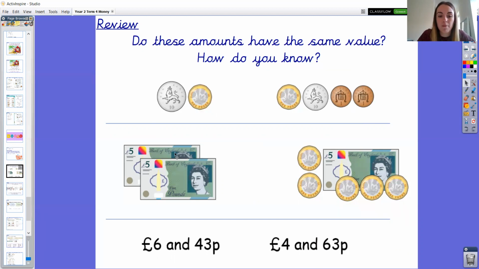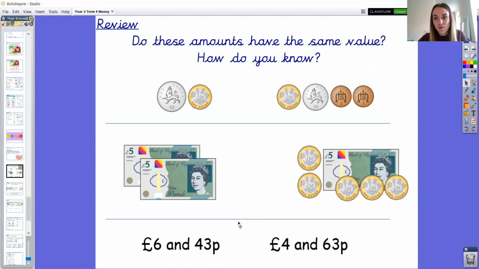We have two £5 notes. So 2 times 5 is 10, so we have £10 altogether. Here we have 5 lots of £1 coins, so 5 times 1 equals 5, and another £5 note. We know 5 and 5 equals 10. So these amounts are equal as they both have a value of £10, but they're just represented in different ways. So for example, instead of using another £5 note, here there are 5 £1 coins to show this amount.